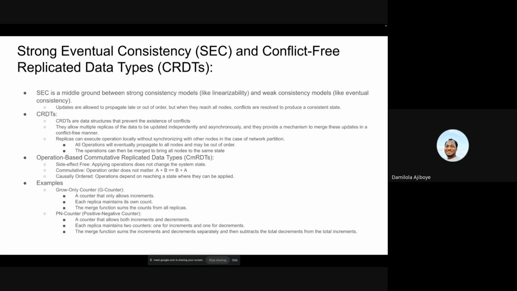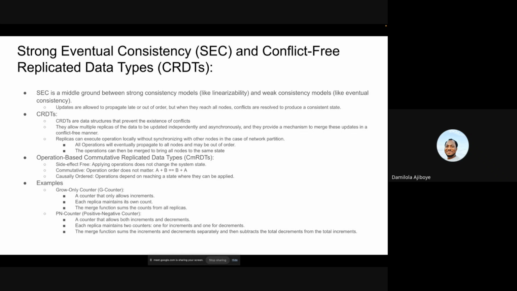And then whenever the network partition is resolved and we need to synchronize all the nodes, all that has to be done is a merge. So every node propagates whatever operations they have locally, and then once that is done, you just have to merge all the operations, and then all the nodes will arrive at the same states.